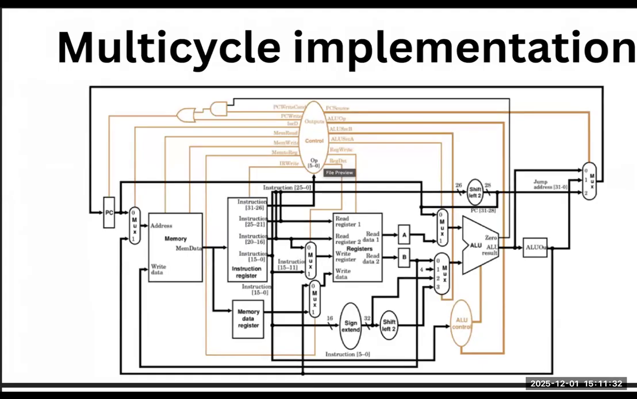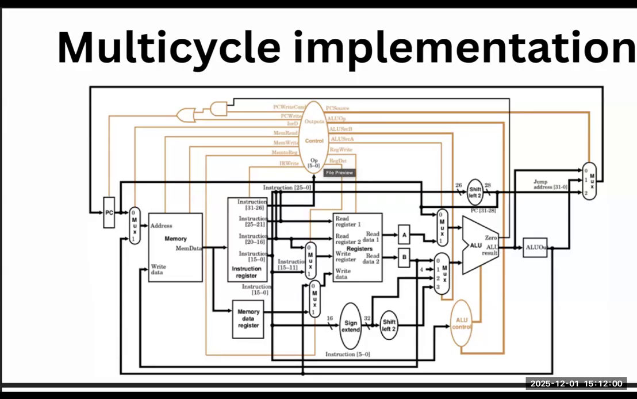The key idea here is that we break down instruction execution into multiple clock cycles, with each cycle performing a single specific task. Looking at this data path diagram, you can see several key components: the PC, instruction memory, register file, ALU, data memory, and various control signals. The orange highlighting shows the control unit managing everything.